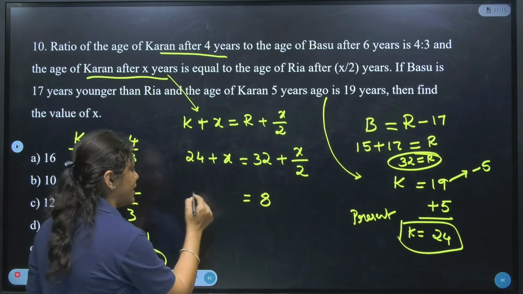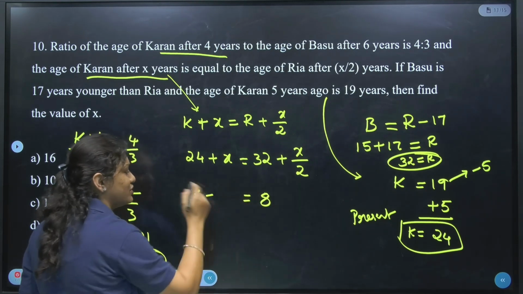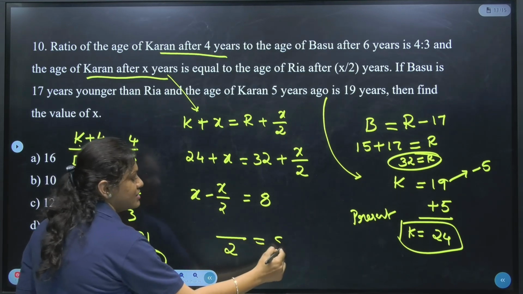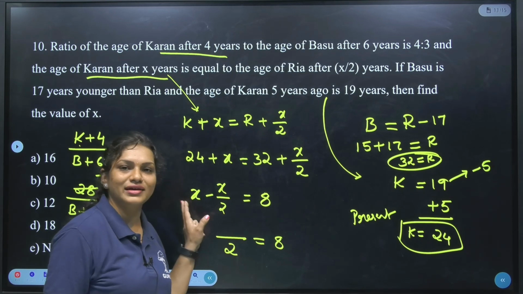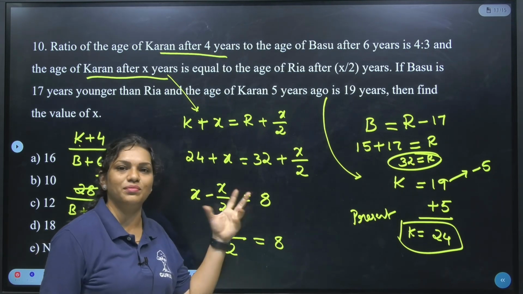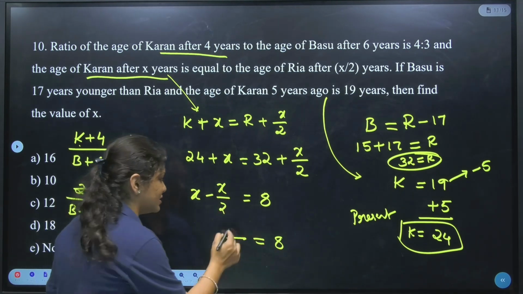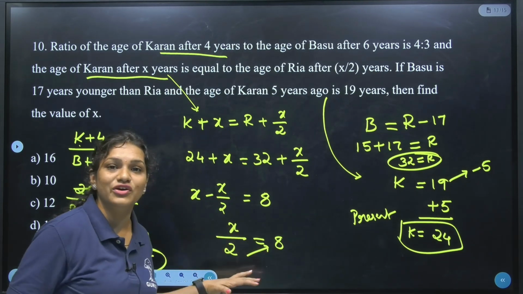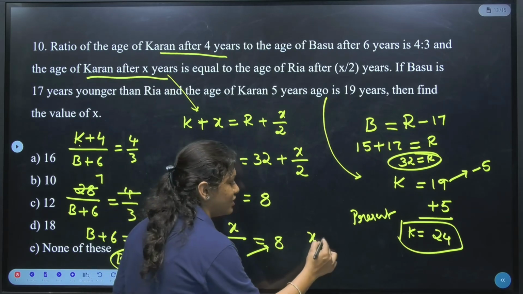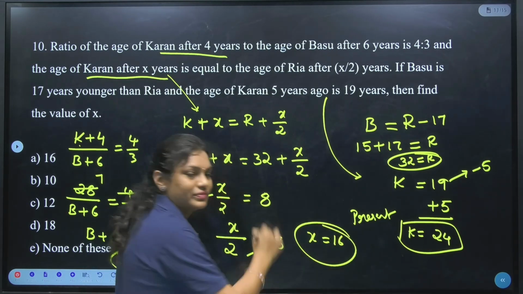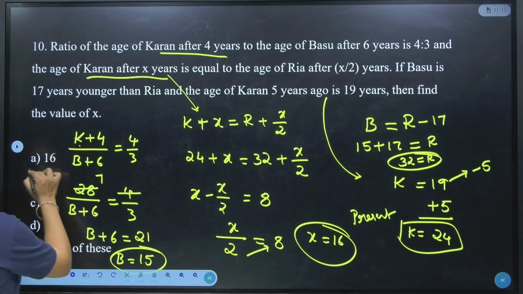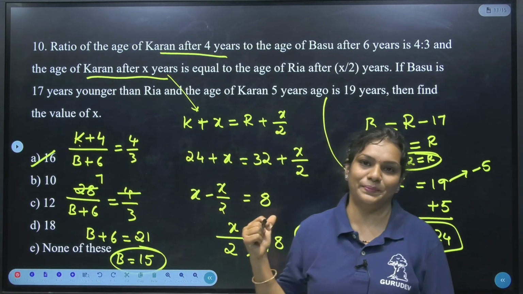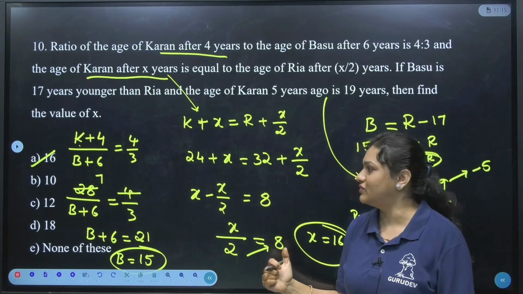So X plus X by 2, if I shift it, is X by 2. If I take LCM, it is 2 and 8 as it is. 2 into X is 2X minus X is X. Finally, if I cross multiply here, what is the value of X we are getting? The value of X is 16. Is it clear? So the right answer for this question is 16, which is option A. I hope it is clear for each and every one.